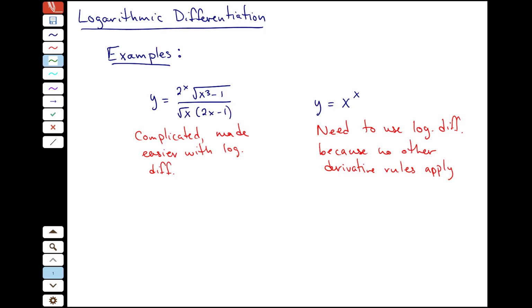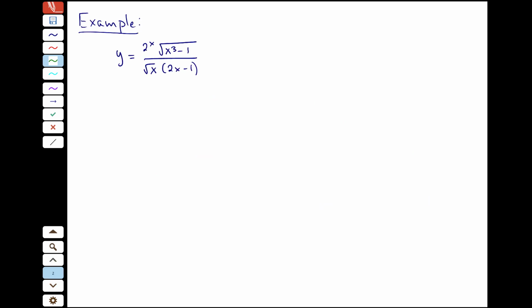In particular, I want to point out that taking the derivative of this as x times x to the x minus 1, this is very bad. Because you can only use this rule when you have a number in the exponent and not when you have a variable in the exponent. Okay, so let's actually see what we can do with logarithmic differentiation for these two examples.